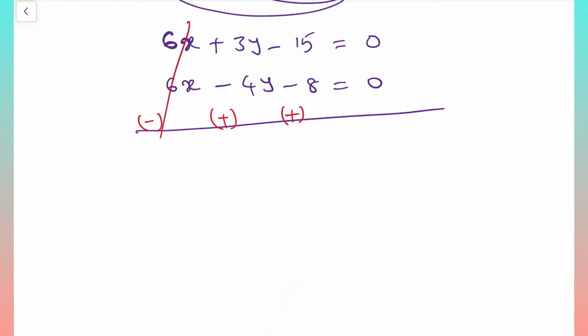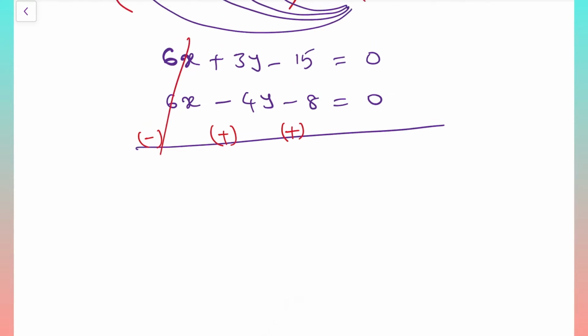Plus 6x minus 6x cancel, then 3y plus 4y, 7y, minus 15 plus 8, minus 7 equals 0. Taking minus 7 to the other side, 7y equals 7.